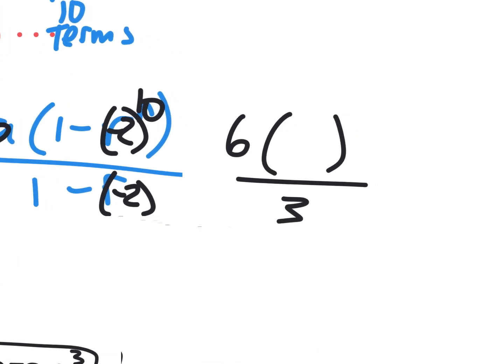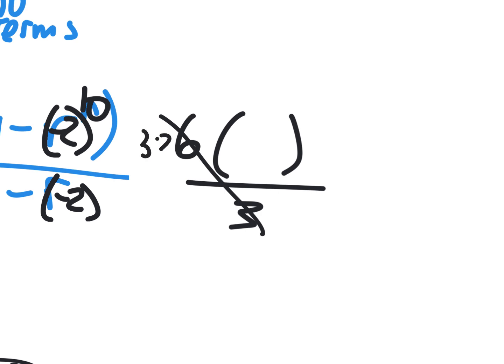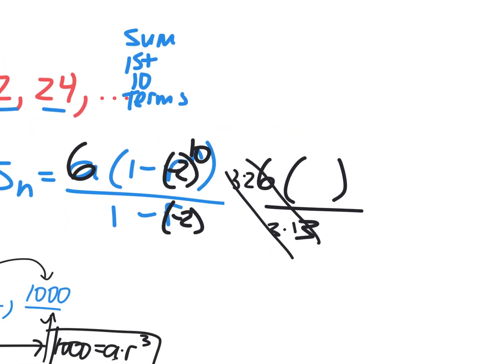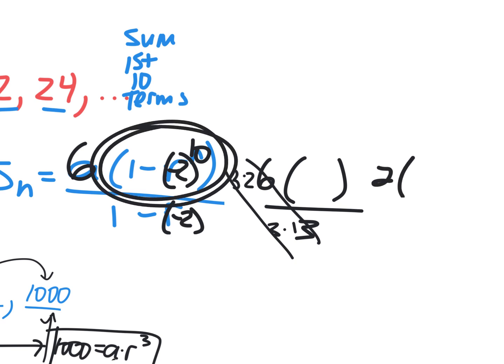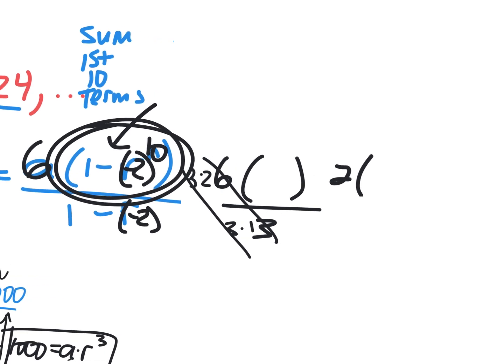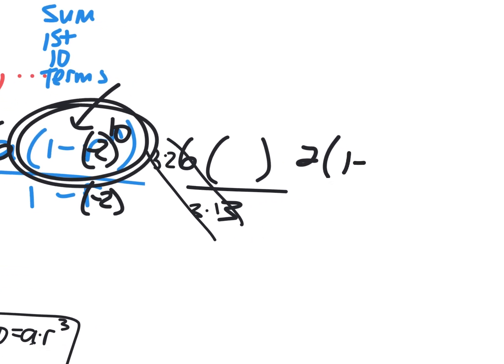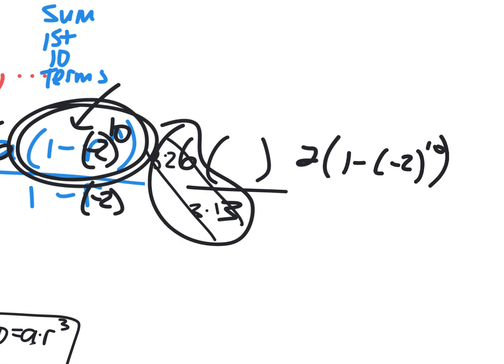Wait. And actually, 6 over 3 cancels, right? I can write this as 3 times 2, and this is 3 times 1, and the 3's cancel. So that's just 2 times this. So 2 times 1 minus -2 to the 10th. See what happened there? I just replaced my 6 over 3 with a 2.